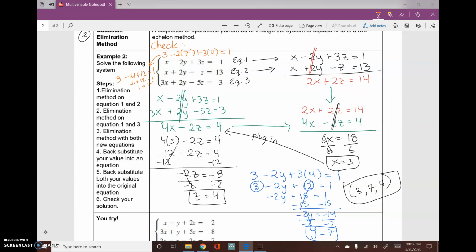So, multiple steps. We went to the right first. This was our step 1. And then we went over here. This was our step 2. Then we went over here. This was my step 3. And then we went to the plug-in, and that was my step 4. And then I went to my blue. That was my step 5. And then my check was my step 6. Just so it's a little easier to follow along.